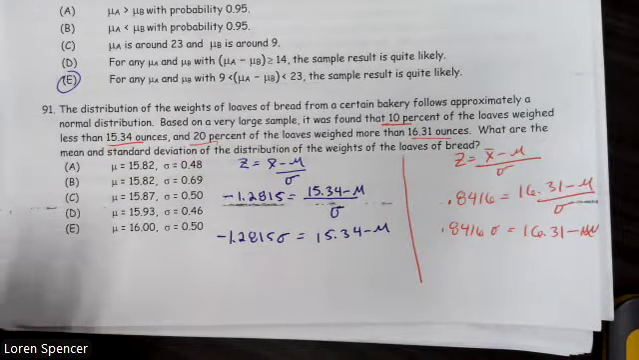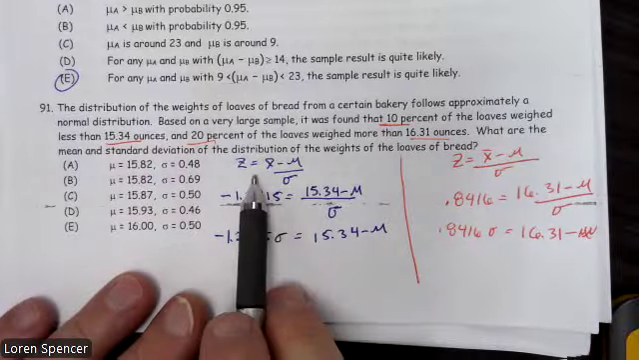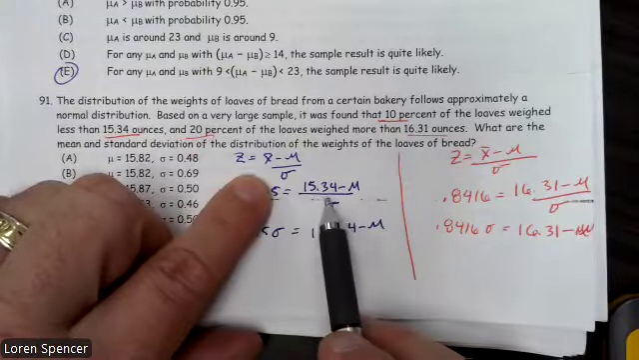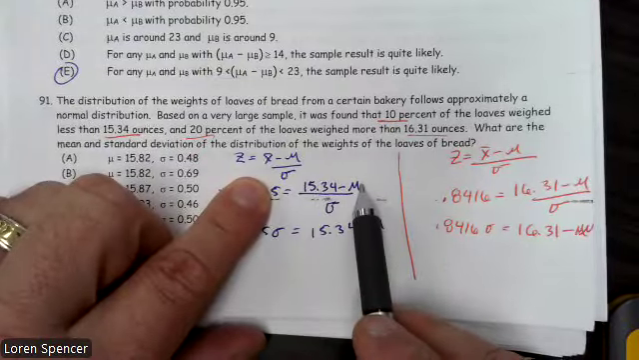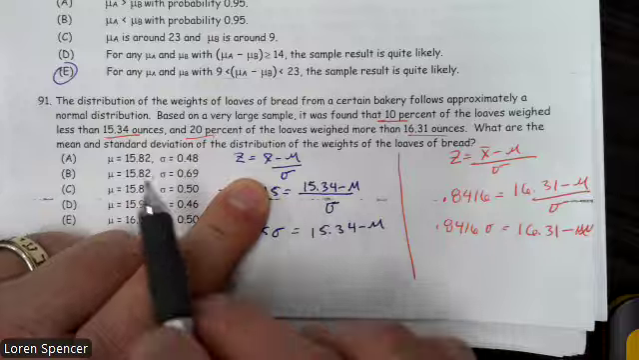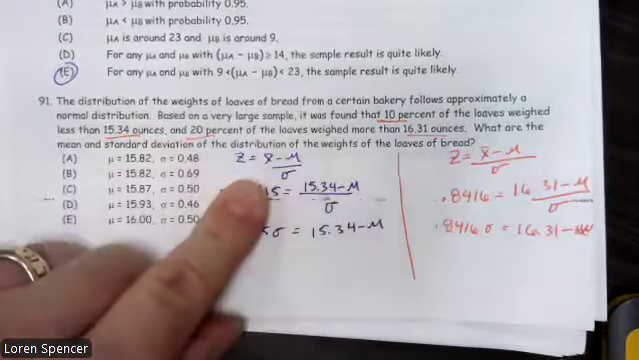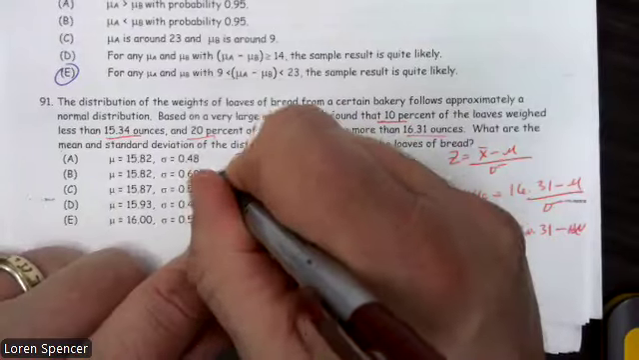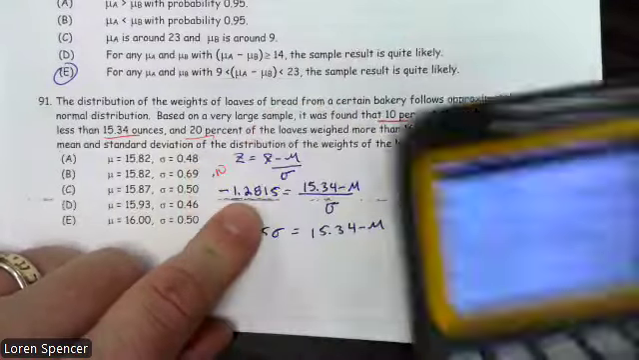Whenever I don't know, I start off with my organizer, z equals x bar minus mu over sigma, and I plug in. I have 15.34, but I don't know the mean. I don't know the standard deviation. In fact, that's what they're asking me for. But I do happen to have 10%, so the 0.10. So I went to the calculator.